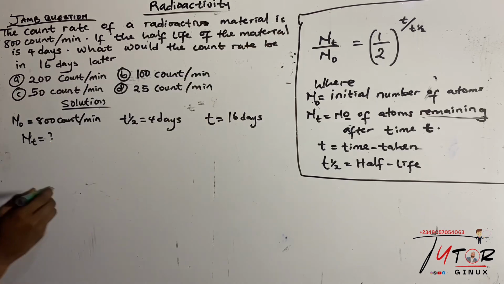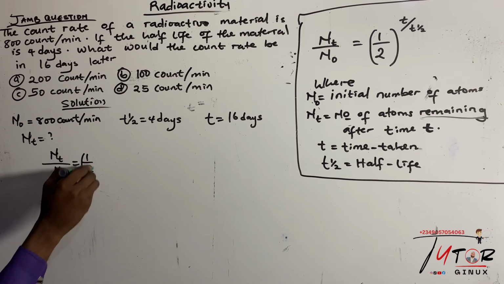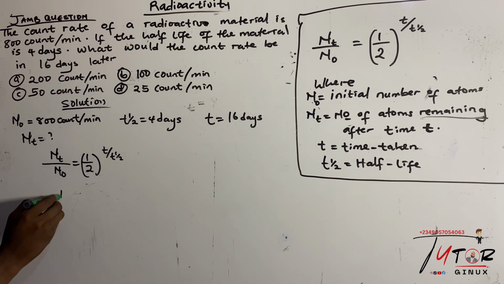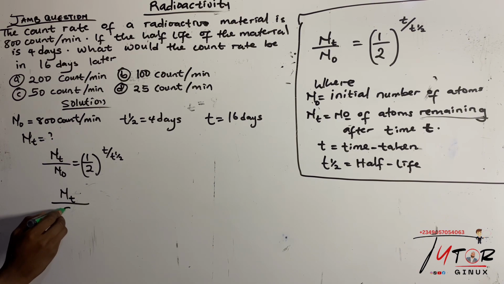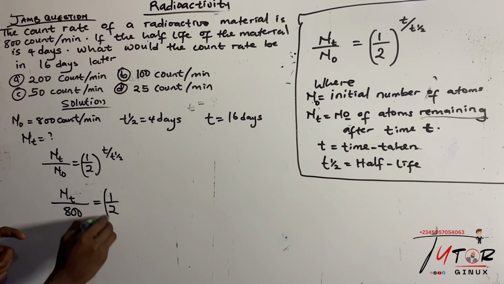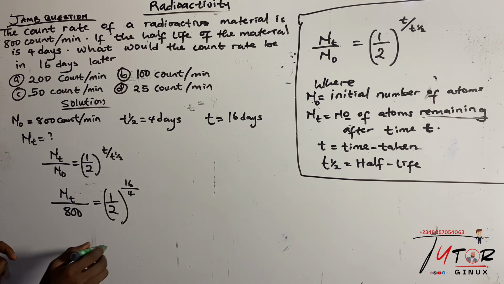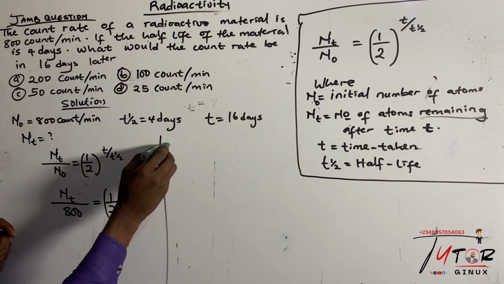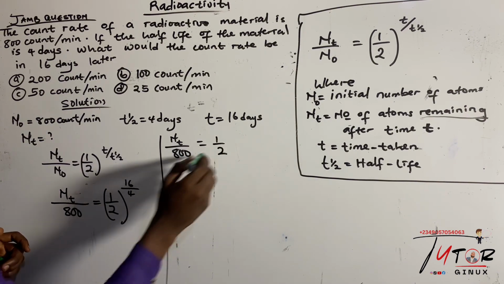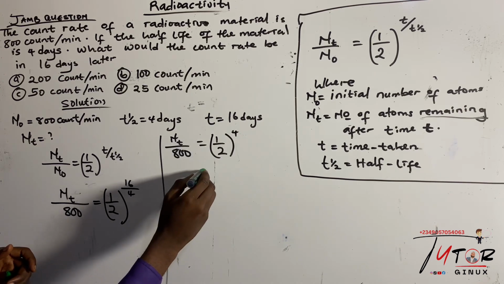Let's apply this same formula. NT over N naught is equal to 1 over 2 to the power T over T half. So what is NT? Unknown. N naught, that is 800, is equal to 1 over 2 to the power T, that is 16, over T half, 4. NT over 800 is equal to 1 over 2. 16 divided by 4, it is 4. Raised to the power of 4.